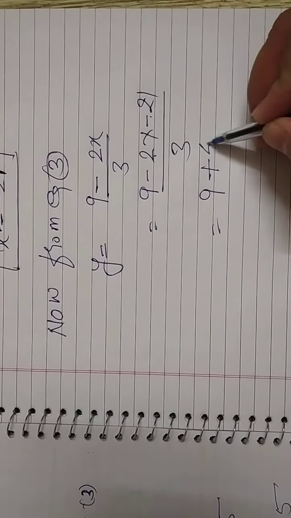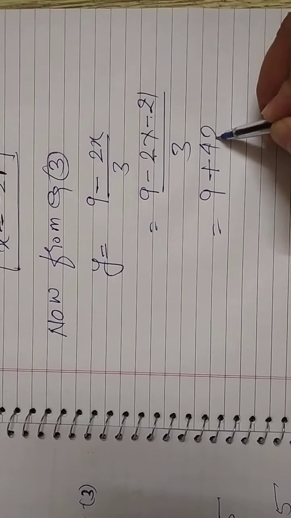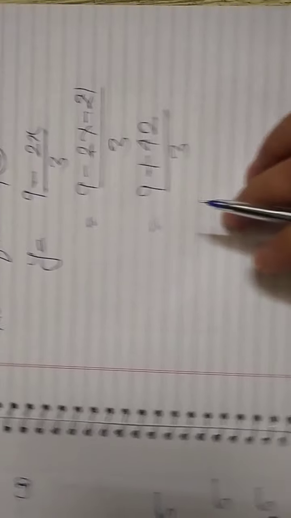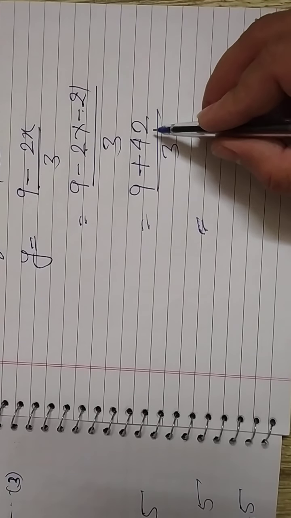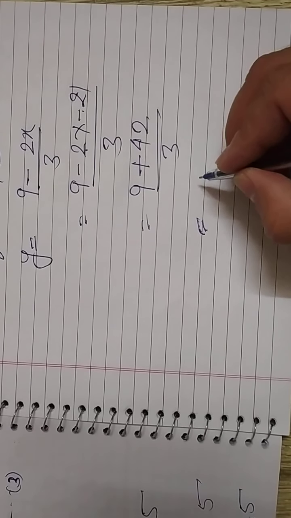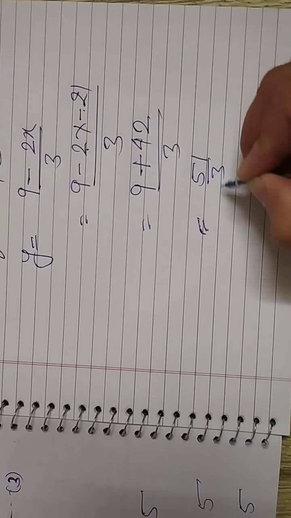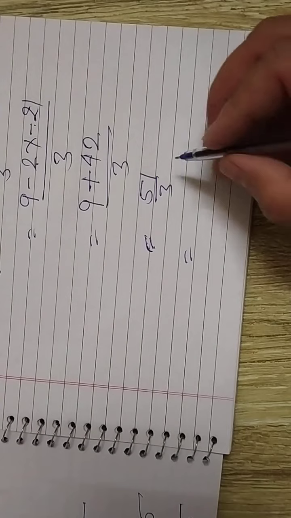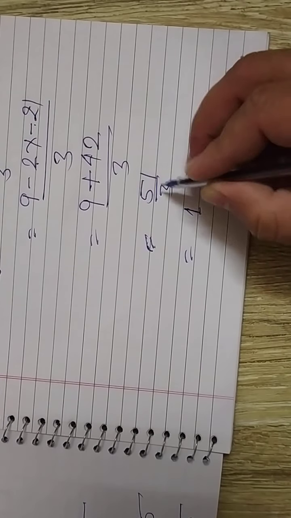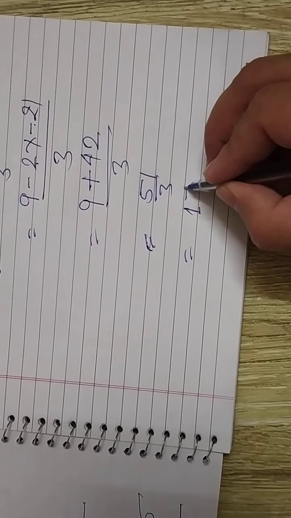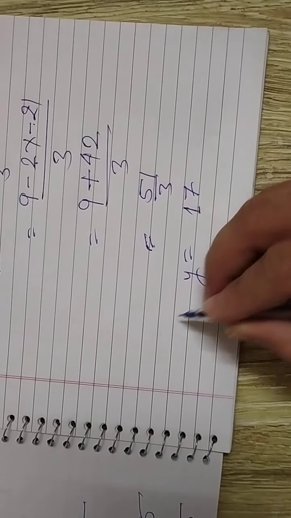So what will come? Plus 42 by 3. So what will come here? 42 plus 9, 51, divided by 3. So what will come? 3 divides 51. What will come? 17. So y equals 17.